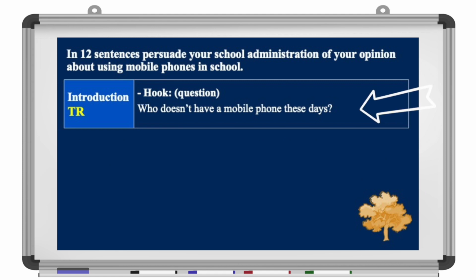Now, in the introduction, as we said, we need to write a hook. A hook can be a simple sentence, but has a really attractive idea to grab the attention of the reader. Or you can simply raise questions. Why do we raise questions? Because we will keep the reader thinking. And when we keep them thinking, they are willing to read more.